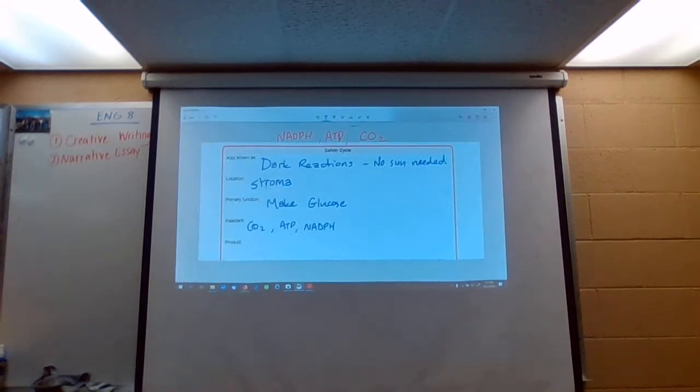And what's the product? It's glucose. Now, one thing I want you to know is that it takes 6 CO2 to make 1 glucose. 6 CO2 to make 1 glucose. So that's our basic fundamental information.